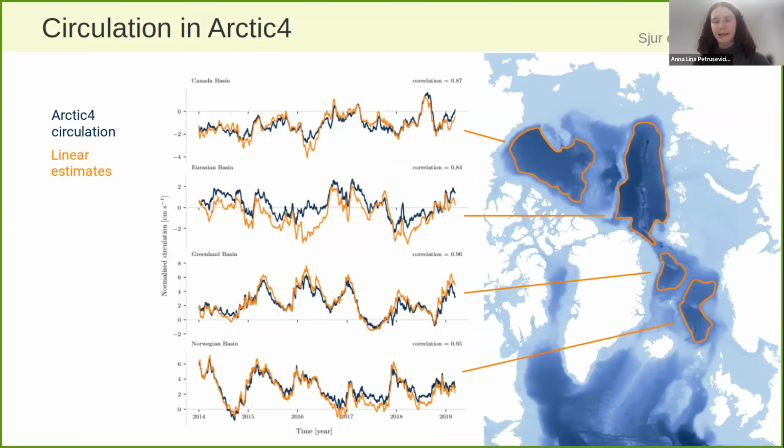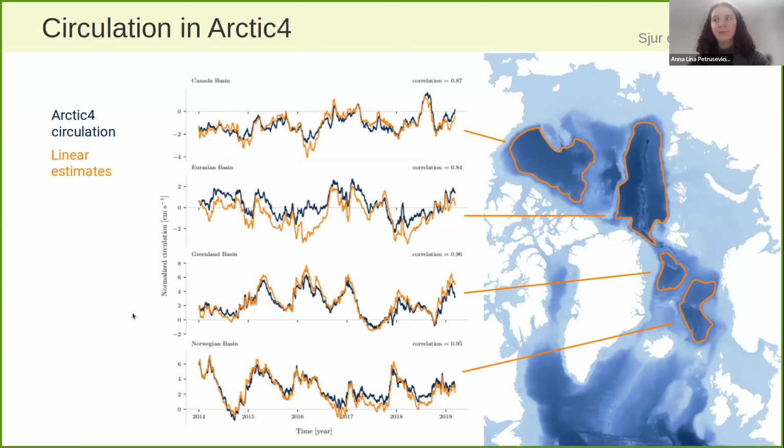So what are we seeing here? The blue lines, that's time series of the circulation in Arctic 4. So this is from a numerical simulation, very high resolution, running on a supercomputer, producing terabytes of data, and it's also quite demanding to analyze, while the orange lines are one-line equation, and they agree quite well, actually, especially in the Nordic seas. At the bottom here, you see that they agree very well.